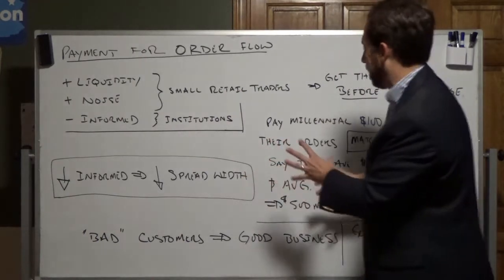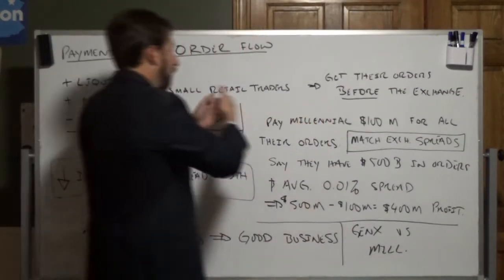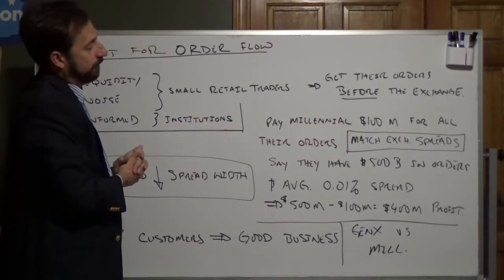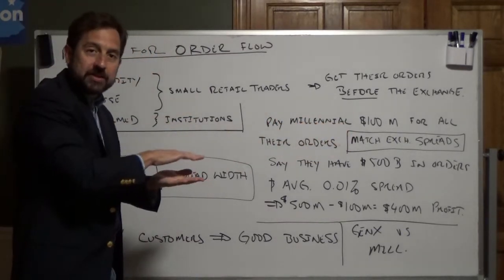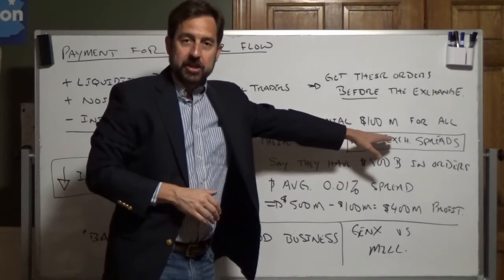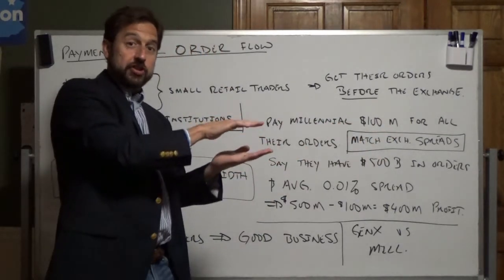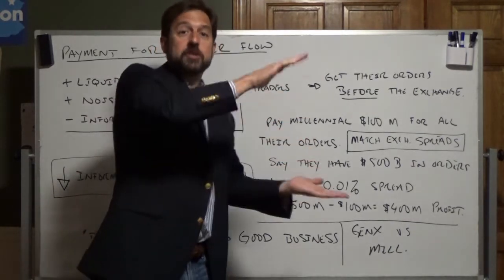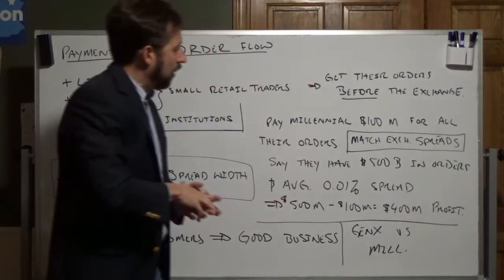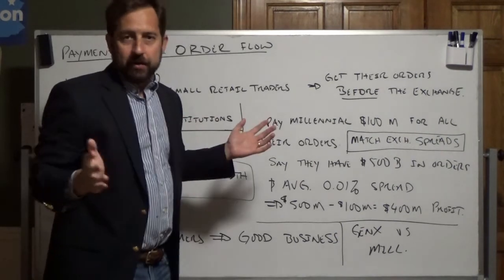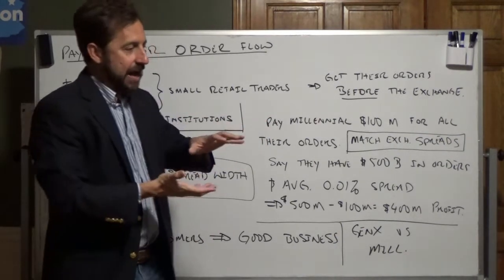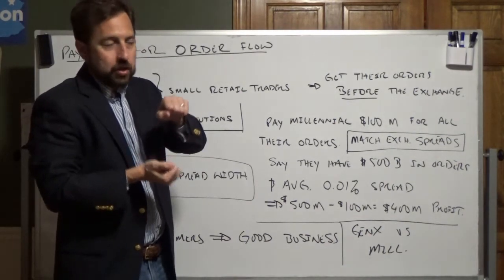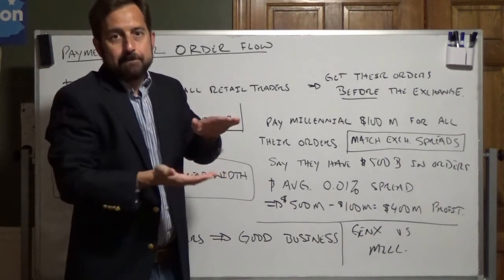So the idea here is if I'm getting Millennial and they are all small retail traders and there's pretty much no informed, then I can narrow the spread. You see, it's not hard to match the exchange spread because the spread on the exchange takes into account a much larger proportion of informed. So their spreads have to be wider. So there's no front running or anything going on here. It's just the fact that I have taken all the liquidity and noise so I can have a smaller spread and make a profit, right?